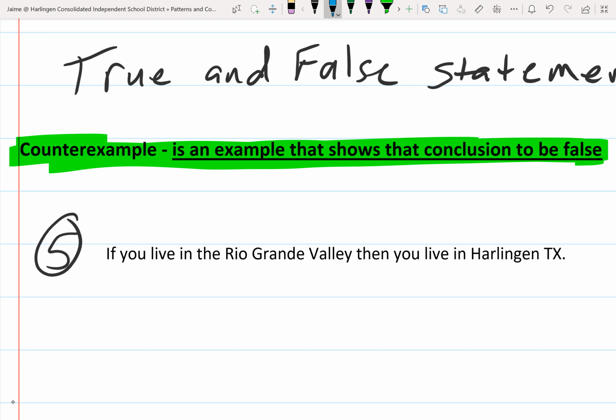If you live in the Rio Grande Valley, then you live in Harlingen, Texas. Is that true? I mean, yes and no. And this is the way you have to think about it. If you live in the Rio Grande Valley, then you live in Harlingen. And that's it. Does that make sense? Is Harlingen the only place you can live to live in the Rio Grande Valley? No. So then give a counterexample. What do you mean, no? Well, we're going to say that this is a false statement.